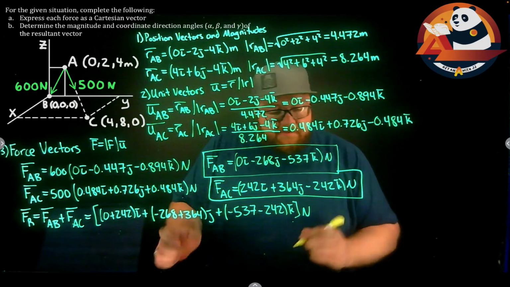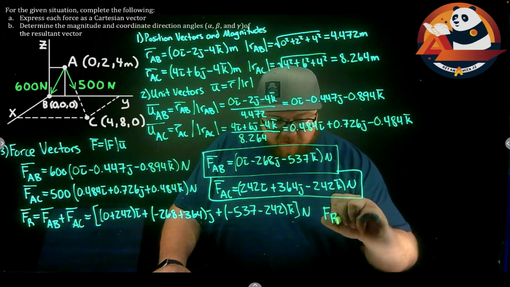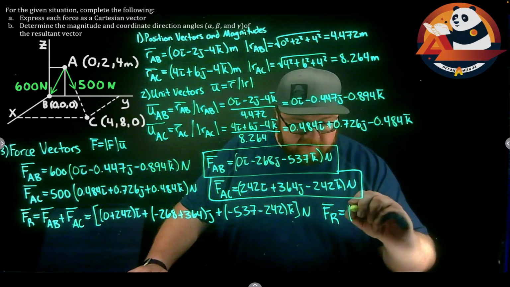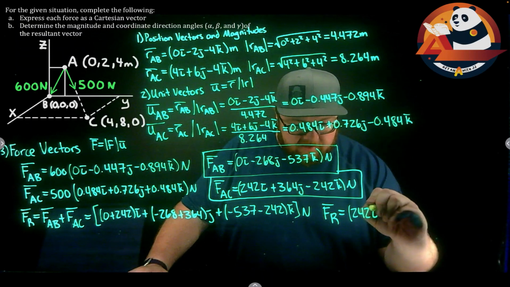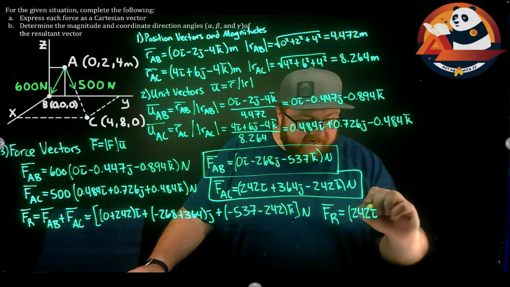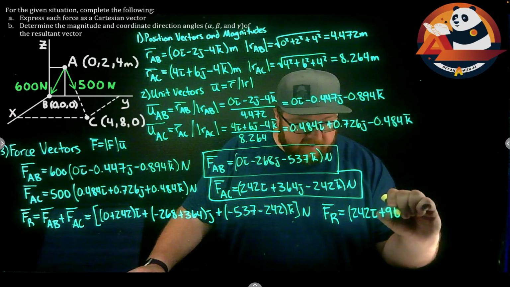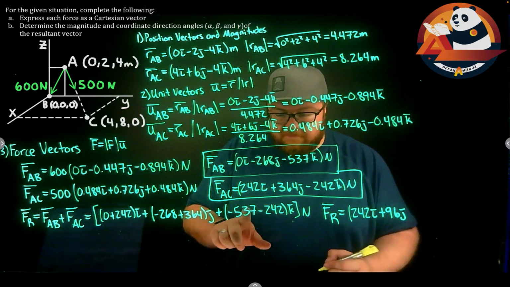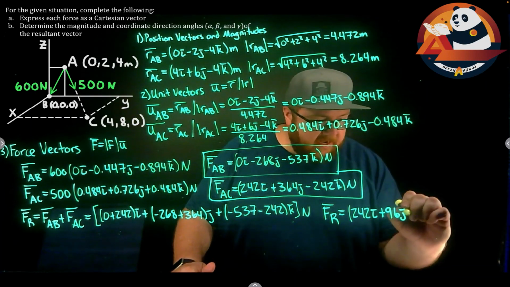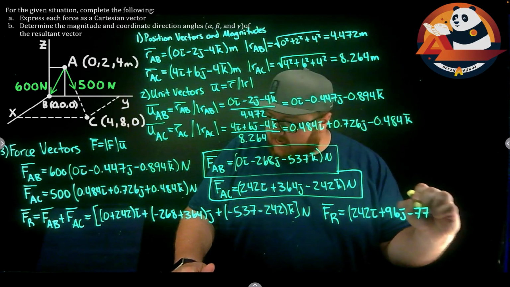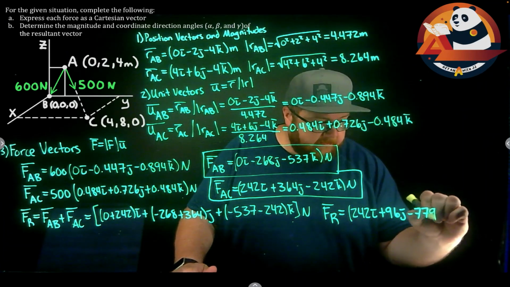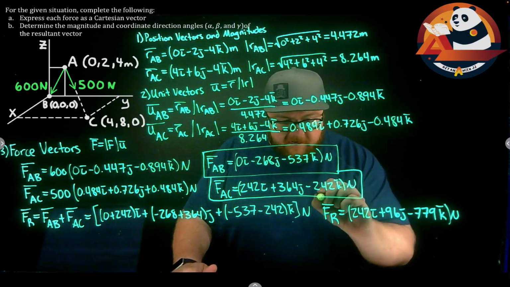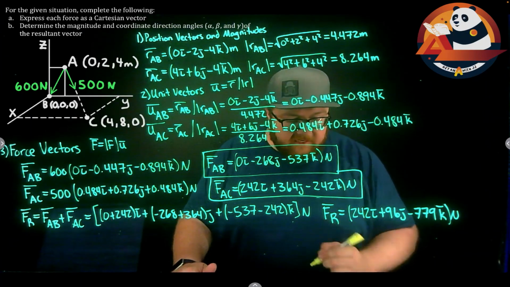I can just combine my like terms. My resultant force, FR, is going to get me 242i plus 96j, minus, or 537 plus 242 is minus 779k newtons. That's not an answer for us, but it's a necessary step for us.